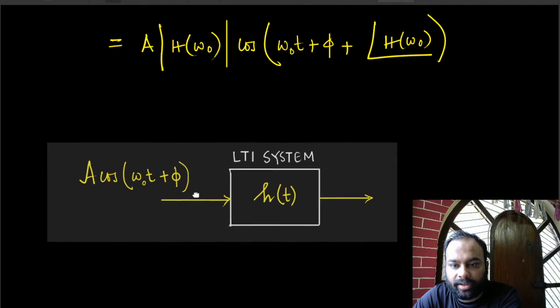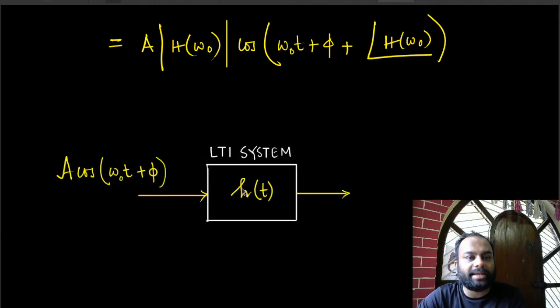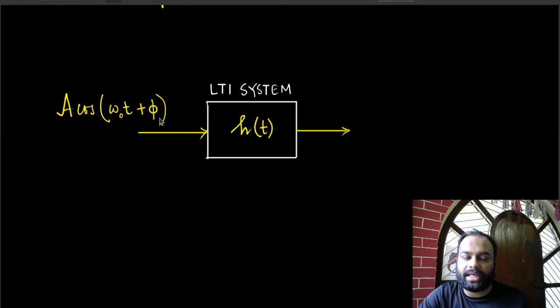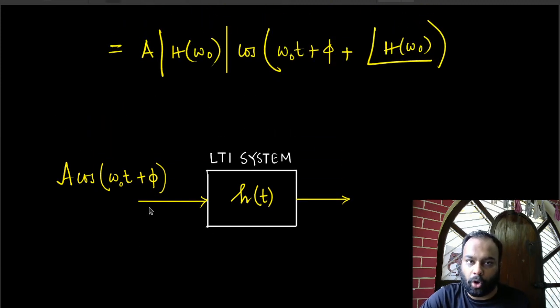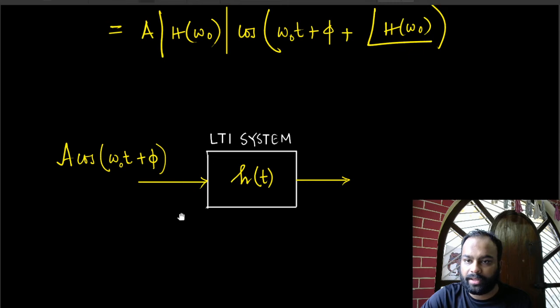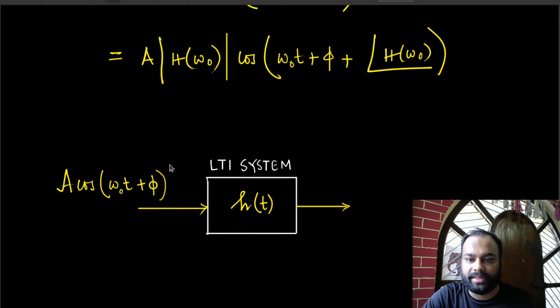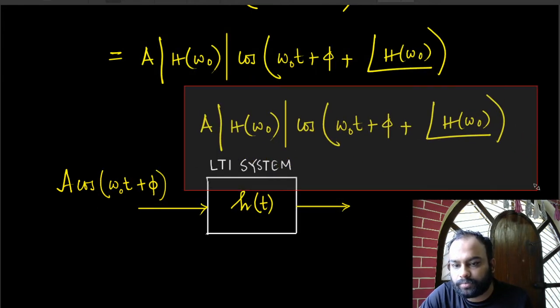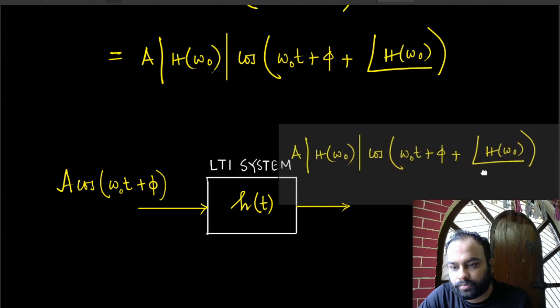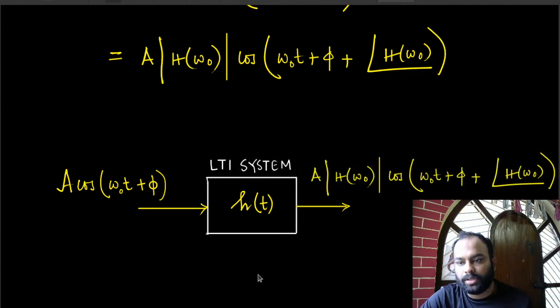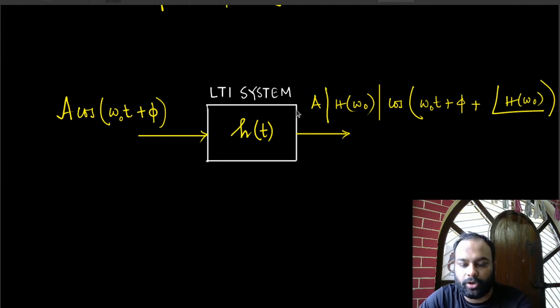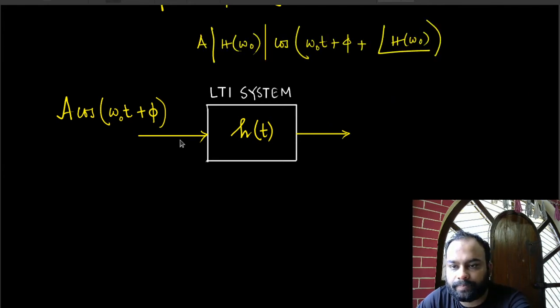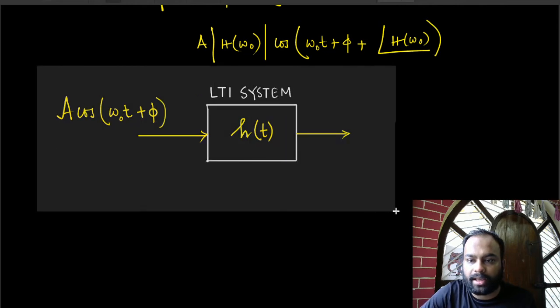We have derived that if I excite the linear time invariant system with a sinusoid that has been there for a very long time, under the steady state, this is going to be the output. If this is the input to the system, then this is going to be the output of the system. Let's again pull this back a little bit.